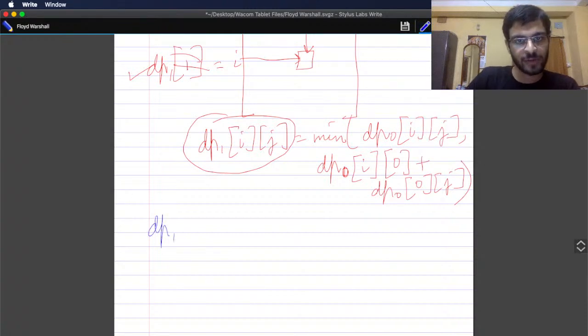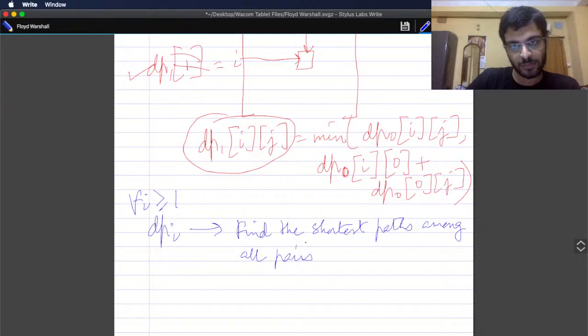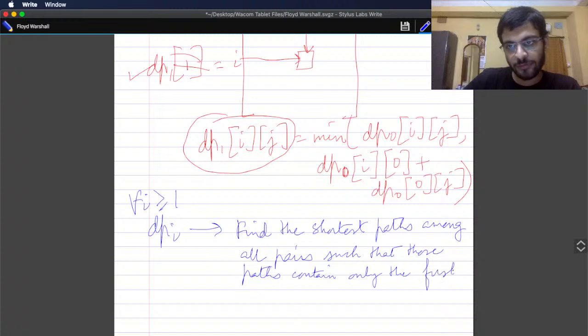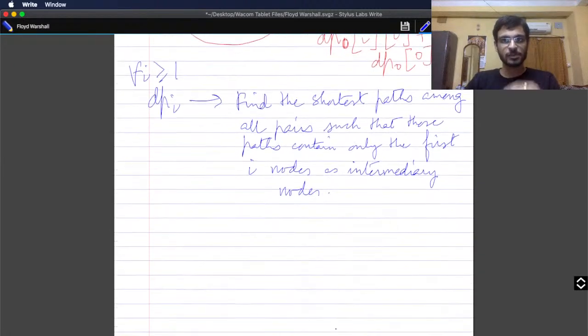When I say dpi, for all I greater than or equal to 1, what I am indicating is: find the shortest path among all pairs such that those paths contain only the first I nodes as intermediary nodes. So now observe this definition very clearly.